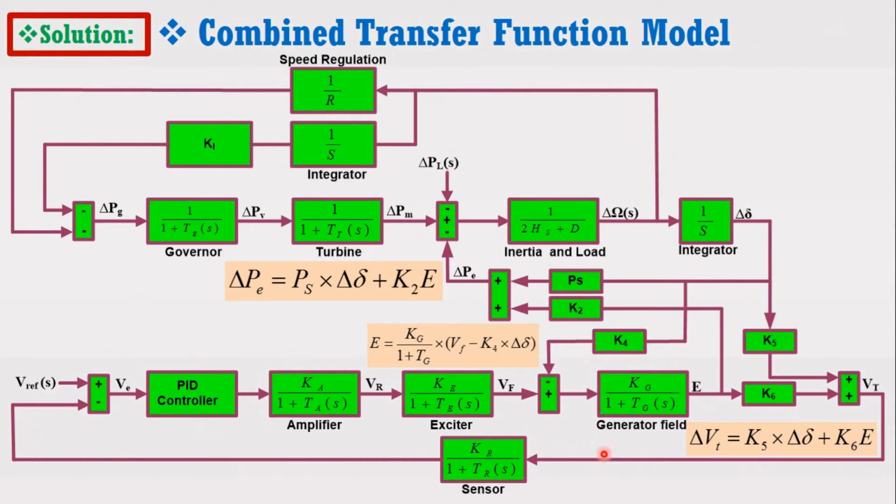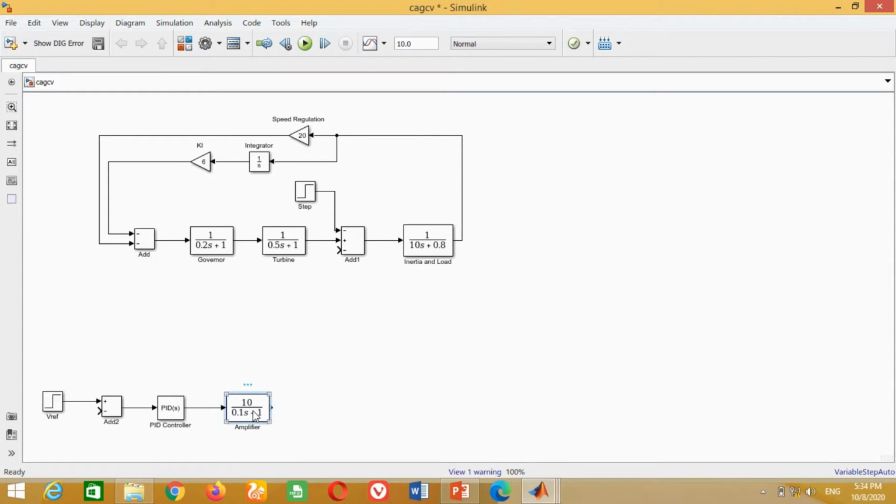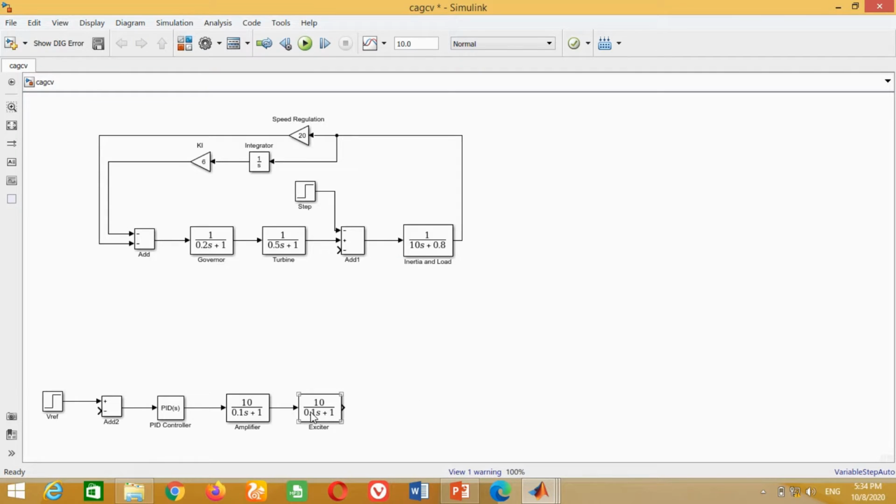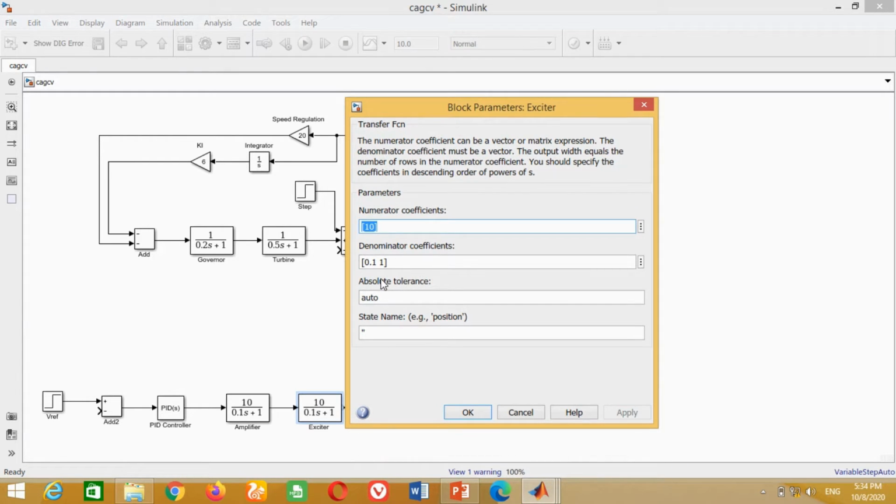Now we need the transfer function block for exciter. For this purpose, just copy this transfer function block and paste it here. Connect it with amplifier and write here exciter. The gain and time constant for the exciter are 1 and 0.4 as given in the example data. Therefore, double click on the transfer function block, write here 1, 0.4 and press OK.